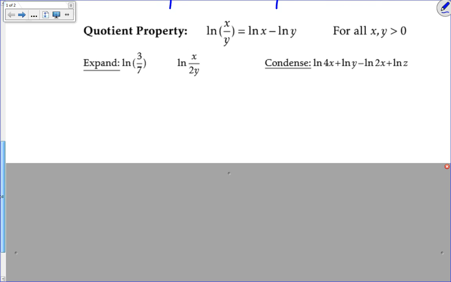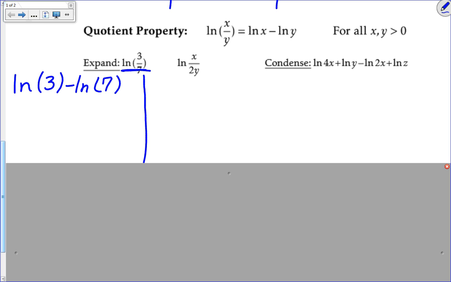So now we have the quotient property. If we have the natural log of two numbers, x and y, that are being divided, we can break that up into the natural log of x minus the natural log of y. These should be ringing bells that we've seen these properties before, right? Okay, so we can break these up with what operation? Division is subtraction. So if we're doing this first one, the 3 over 7, what's it going to be? ln of what? 3 minus ln of 7. Okay. That's all we got to do with that one. Done deal.